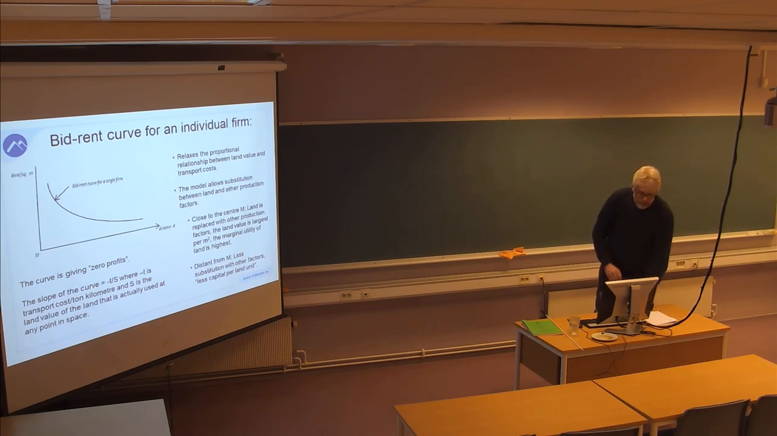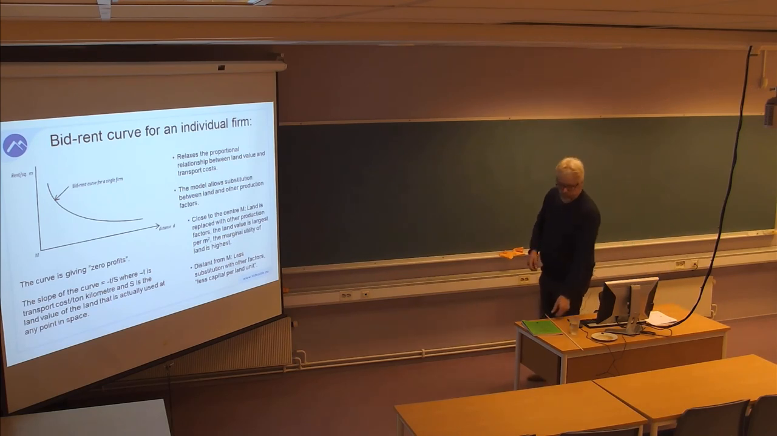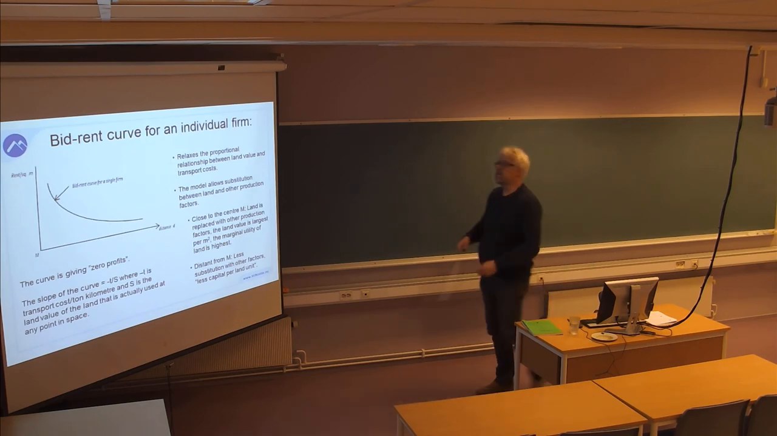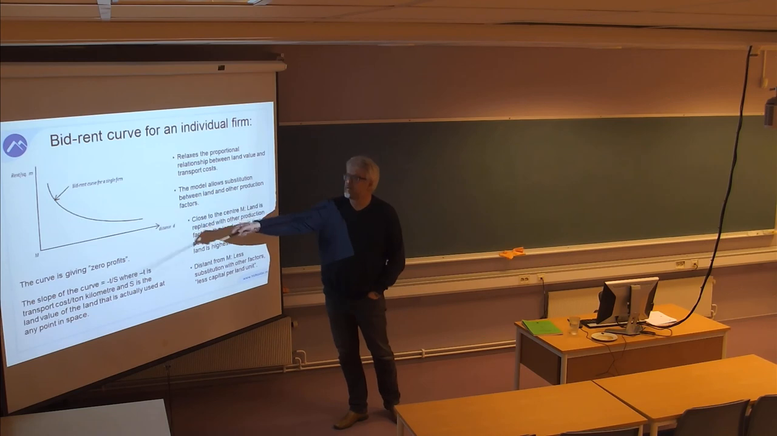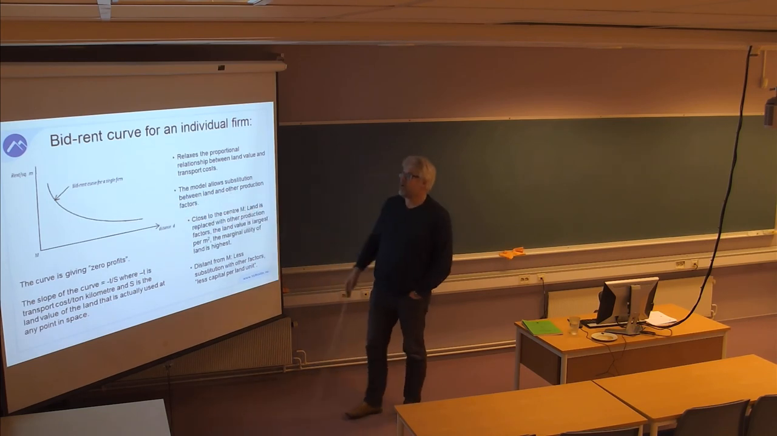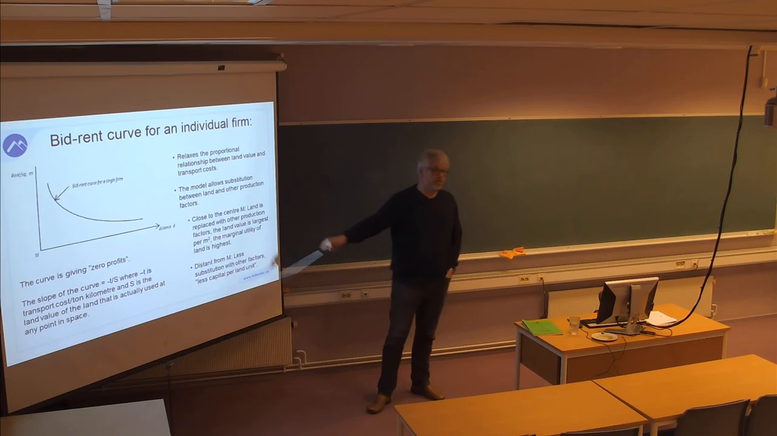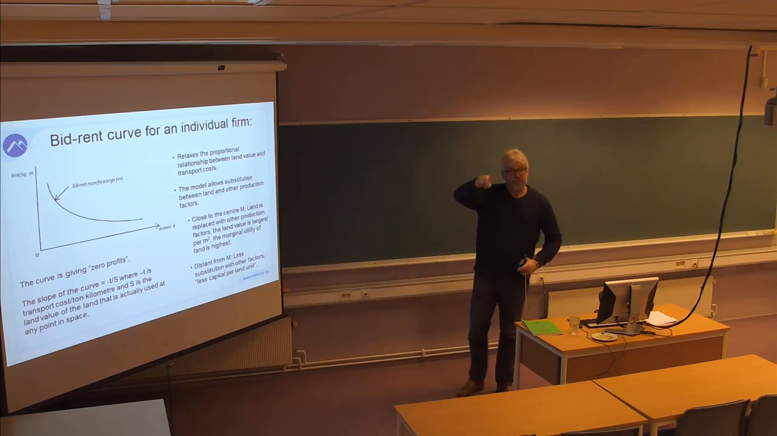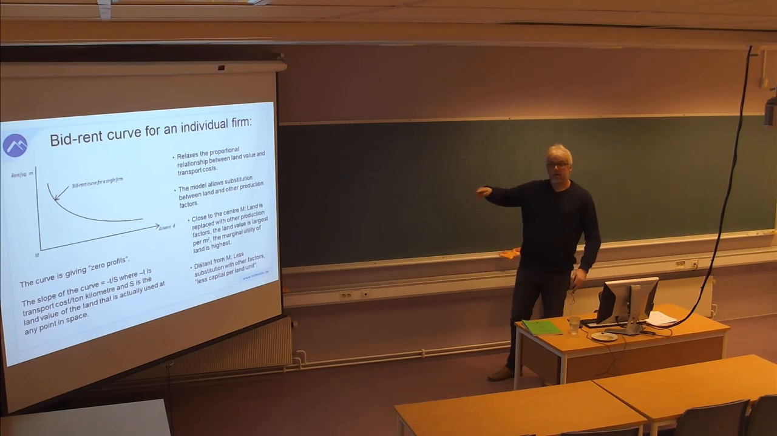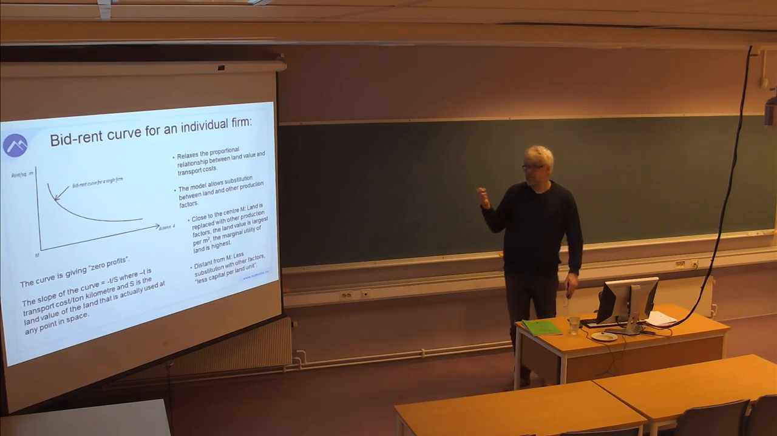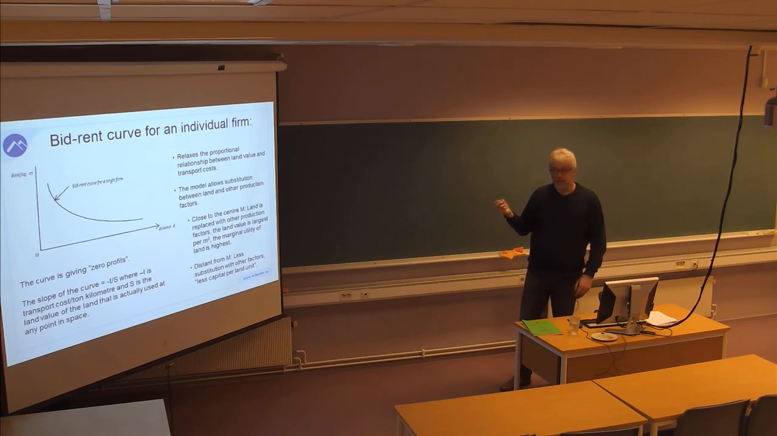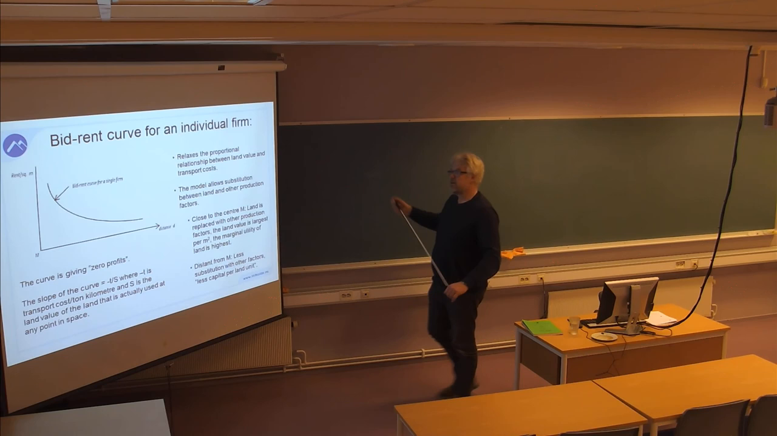So this is again a link between distance and the rents per square meter. It has a curved form that gives zero profits. It's the same as for the farmer. The land rent curve is showing the maximum willingness to pay for land, or ability to pay for land, which gives the company or the farmer zero profits. And it's the same here.